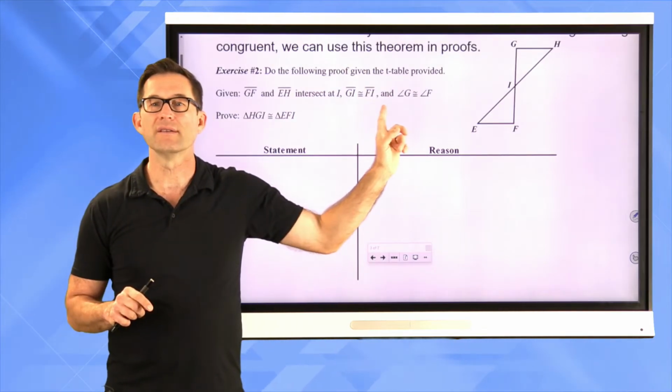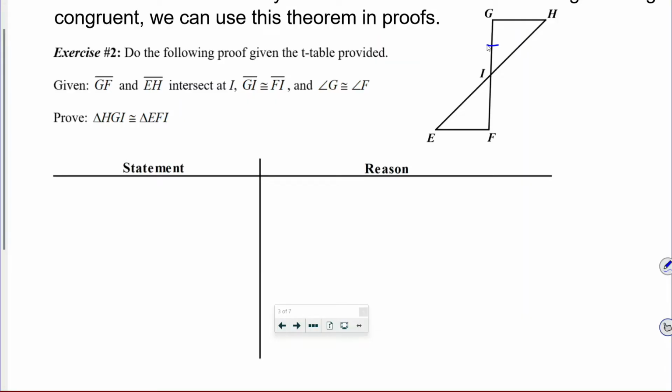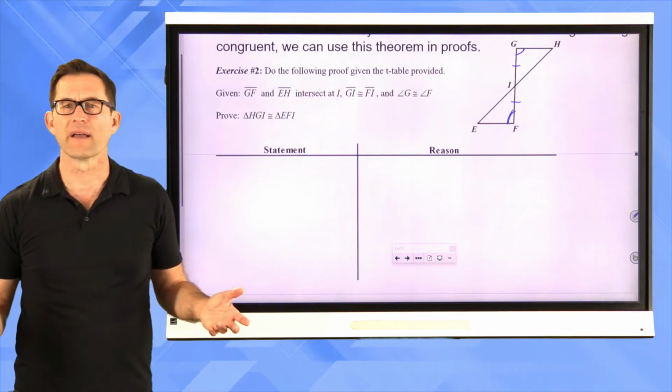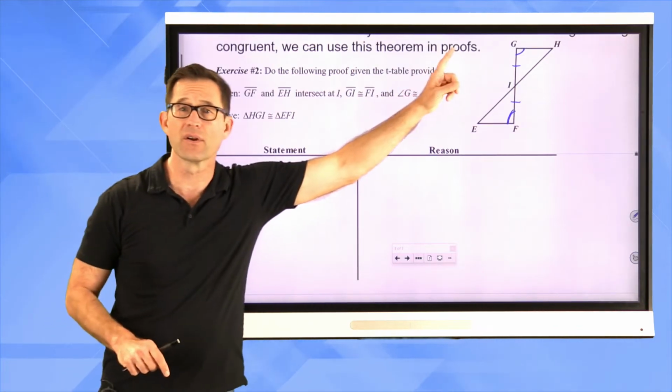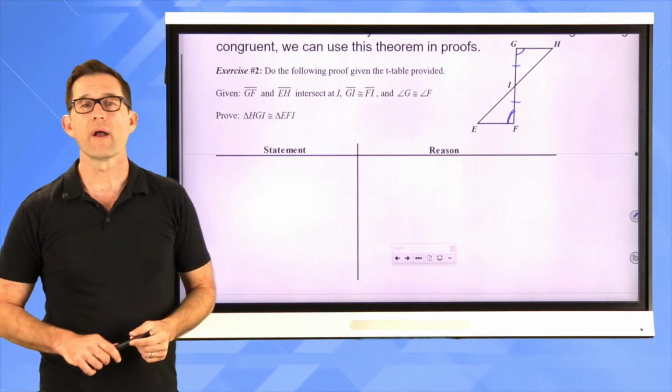Now, GI is congruent to FI. That's simple enough, right? I'm just going to make a dash mark right there. Angle G is congruent to angle F, also very easy. We'll just mark that there and there. Okay, now let's talk about how we can use angle side angle here, because we definitely have an angle congruent to an angle and a side congruent to a side. But where does that other angle pair come from?